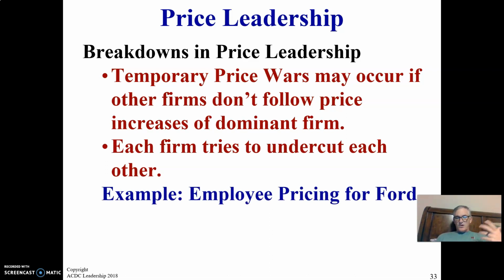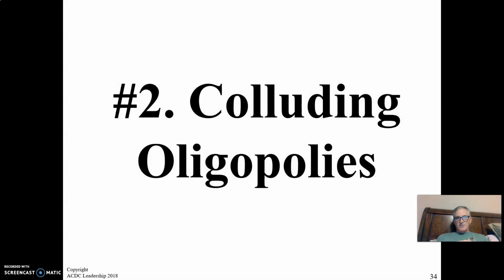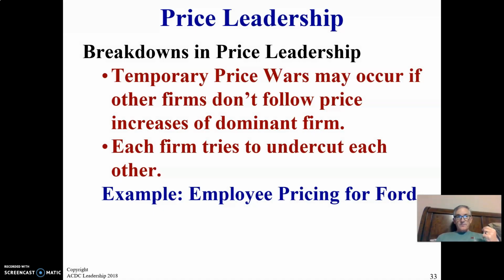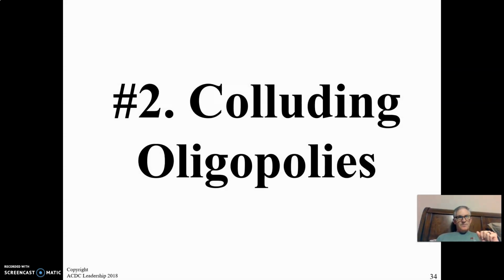Some examples: Cars did this not too long ago, where Ford had employee pricing, and Chevrolet had friends and family, and they started coming up with all these different ways to be able to keep up with the other. So price leadership, you get that one dominant firm making the decisions, and then everybody else either has to follow along or maybe not.